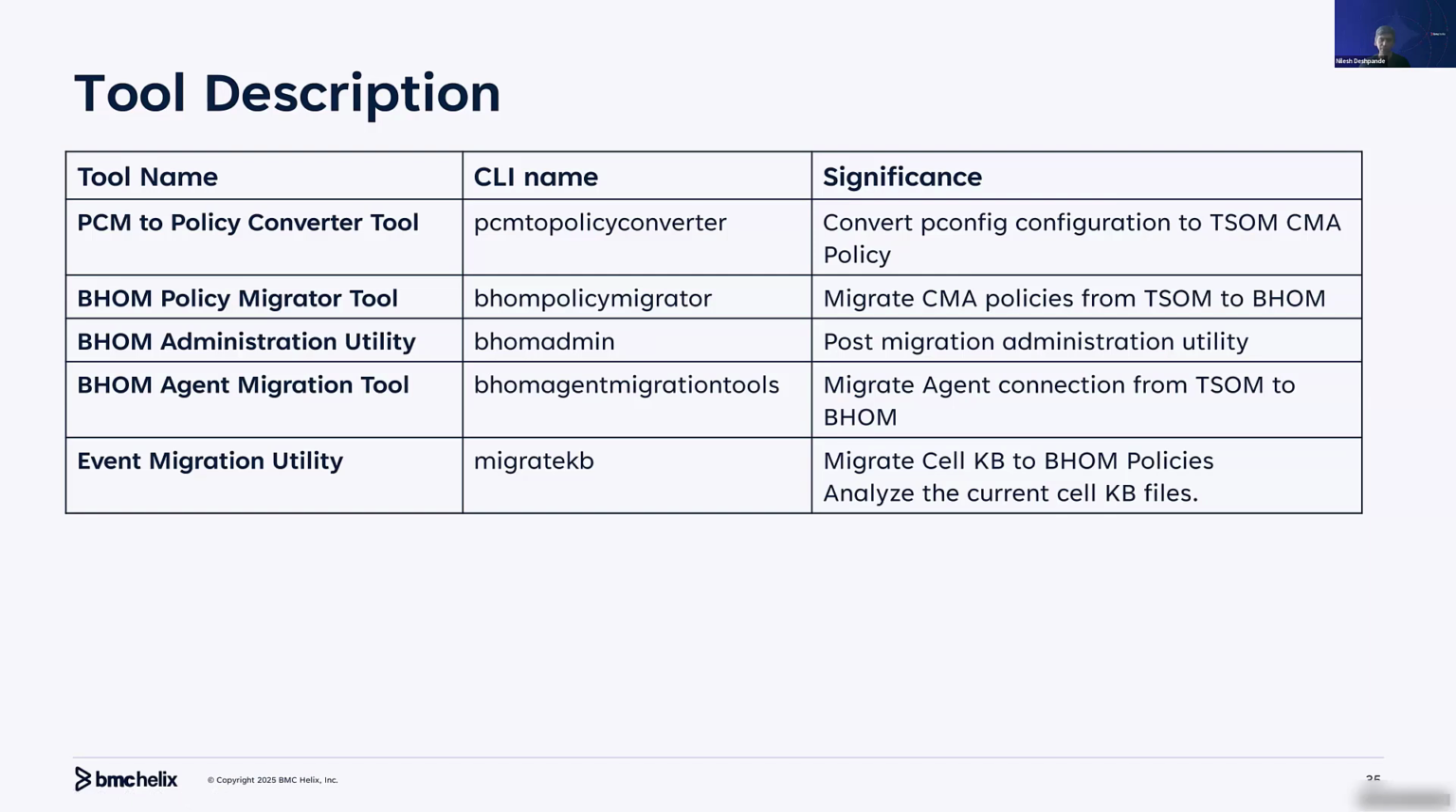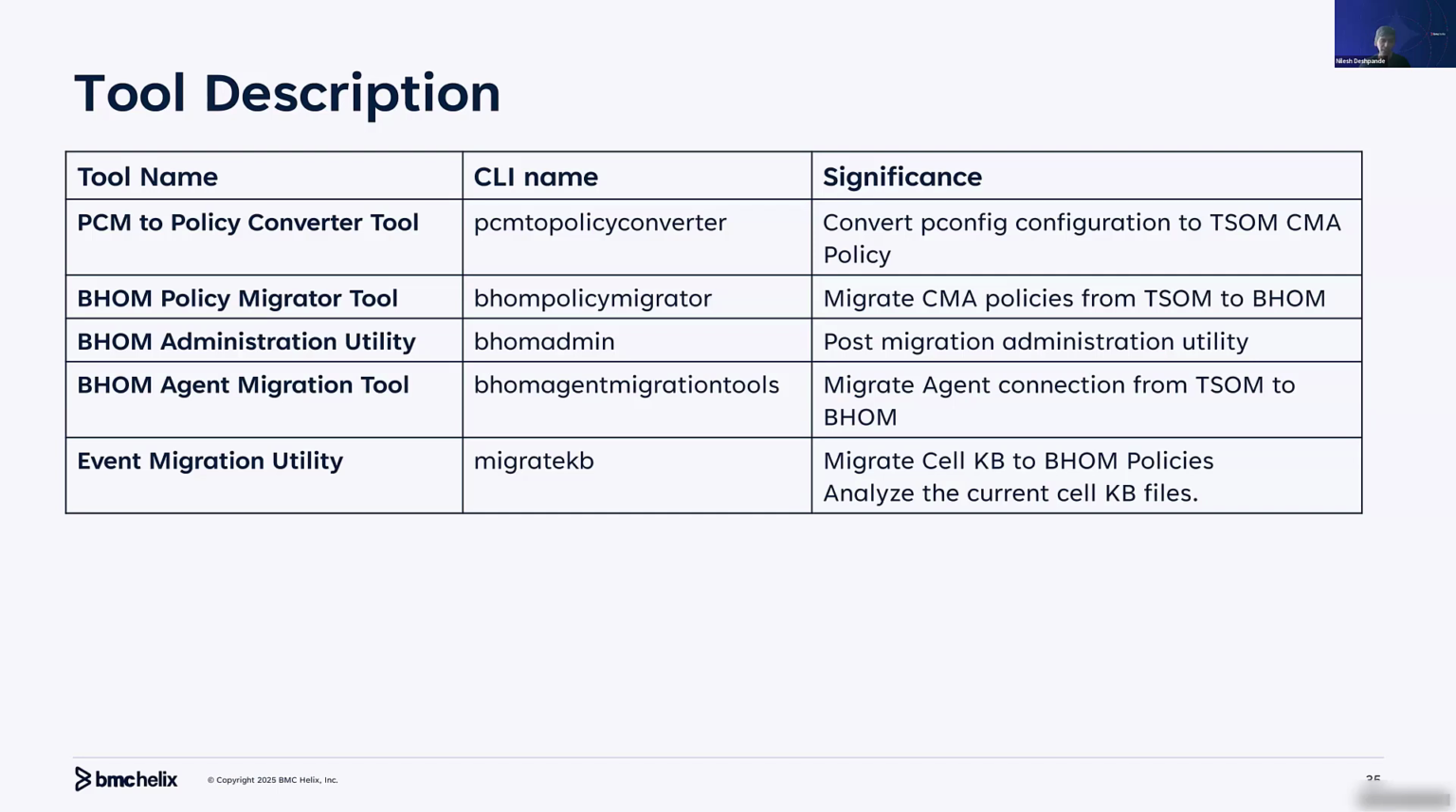The third one is the administrator utility, and this is called BHOM admin. It has multiple options. We'll see in the next slides what the different options available in this administrator utility are. The agent migration tool is useful for disconnecting from the TSOM environment and pointing that Petrol agent to the BHOM environment. And last but not least, and this is the mostly used tool, is the event migration, for converting the cell KB files into the BHOM policy files, and then later it is converted into the BHOM policies.